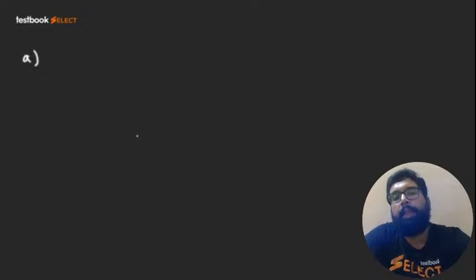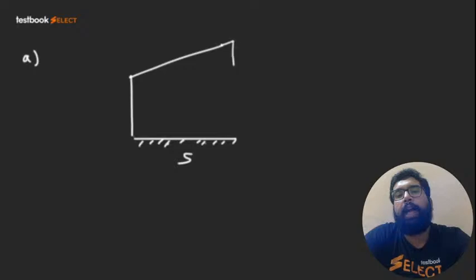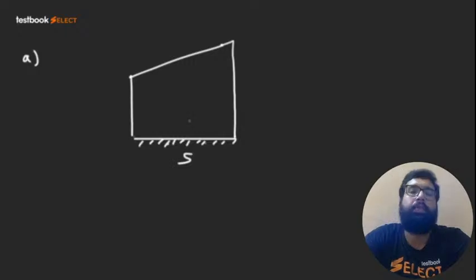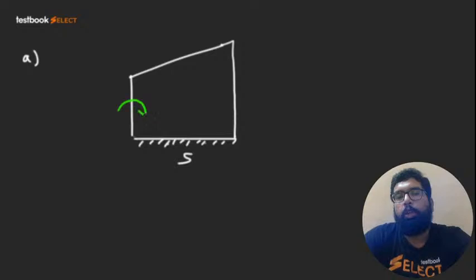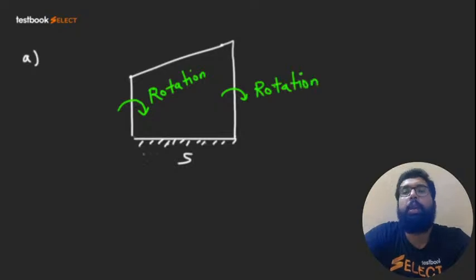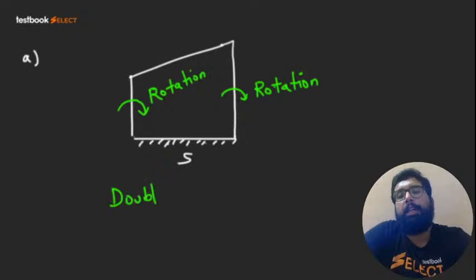The shortest link can be at the fixed position. If the shortest link is at the fixed position, I do not want to know what other links are at what position. If the shortest link is fixed, both input and output will make a complete rotation, no matter what the lengths of those links are. So we will have a double crank mechanism.